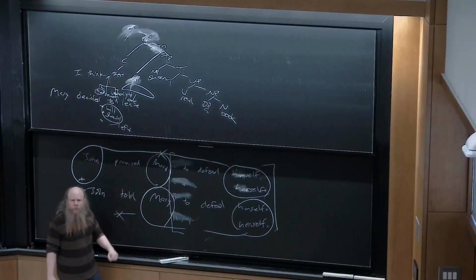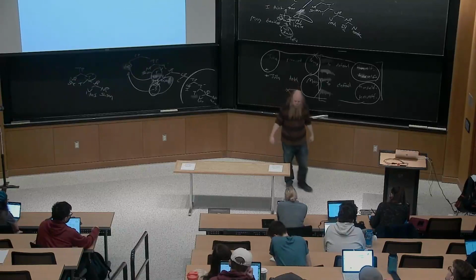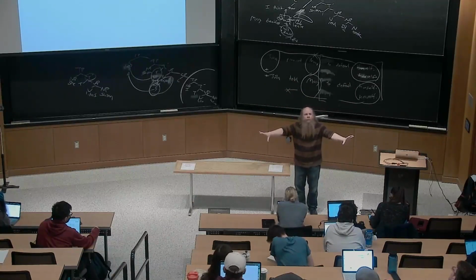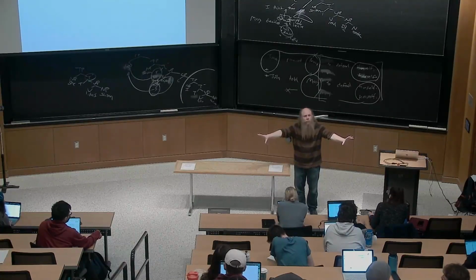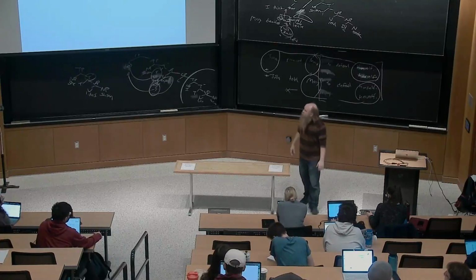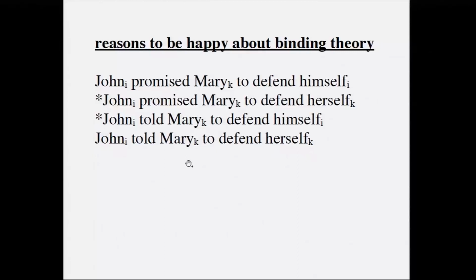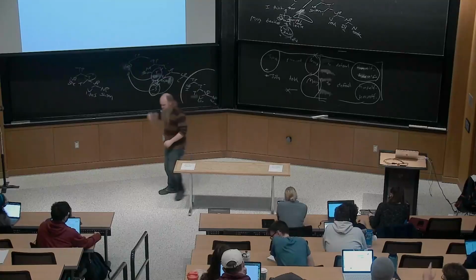The domain in which it finds a binder has to be this new special kind of domain that doesn't seem to be useful anywhere else. It's a mess, basically. And pro gets us out of the mess. We're willing to put pro in the places where we want to put it. So one reason to be happy about binding theory is that it gives us a reason to make a move that we might have wanted to make anyway.